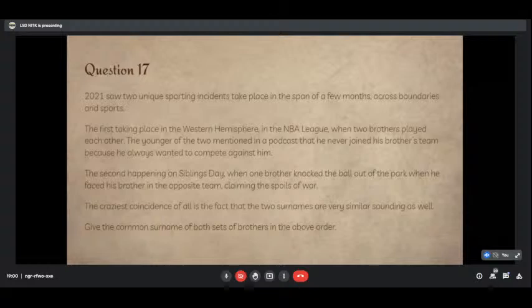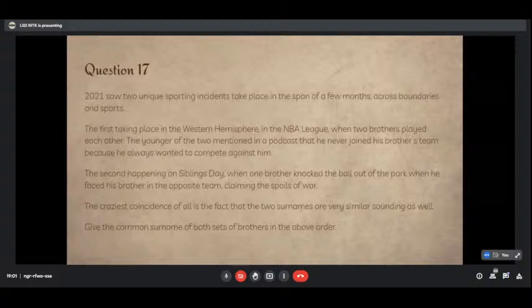The second such incident coincidentally happened on Siblings Day. If you know when Siblings Day is, you can probably figure out when it was. And he knocked the ball out of the park when he faced his brother who was in the opposite team, and thus claiming the spoils of war. This is not where it ends. The craziest coincidence of all is the fact that the two surnames we're talking about here, the two sets of brothers, sound extremely similar.